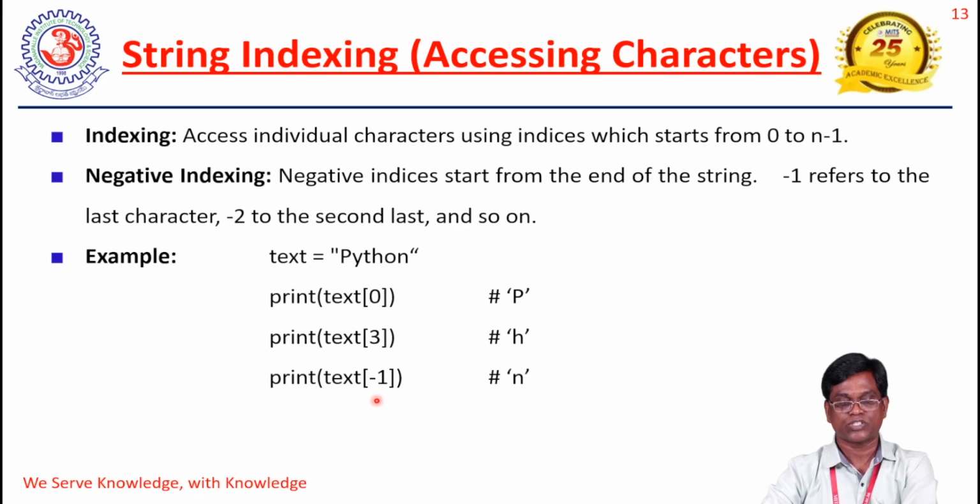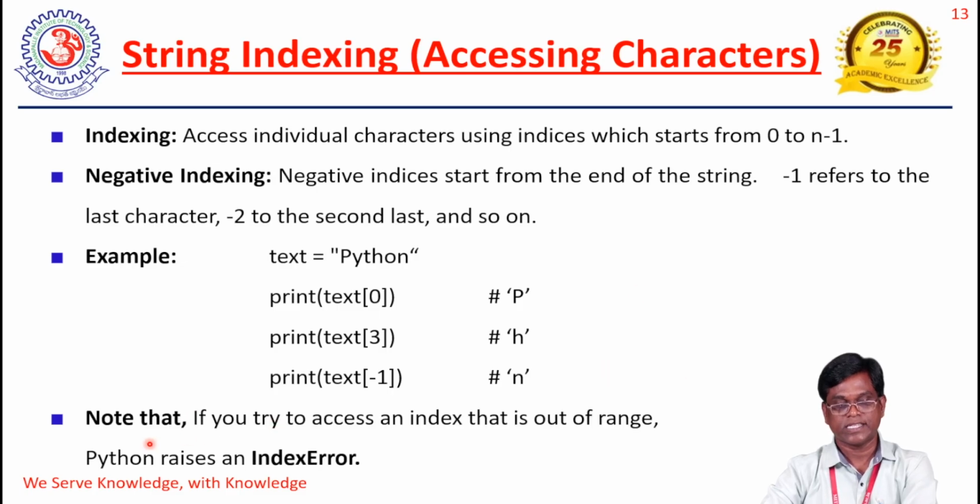And print text of -1, as we said previously, Python also supports negative indexing. If you give text of -1, the -1 represents the last character in the string. The last character in the string is n, so n will be displayed here. Suppose I try to access text of -2, the last but one character, that is the o character, will be displayed here. So like this, I can use a positive index or negative index for accessing individual characters from the string in Python.